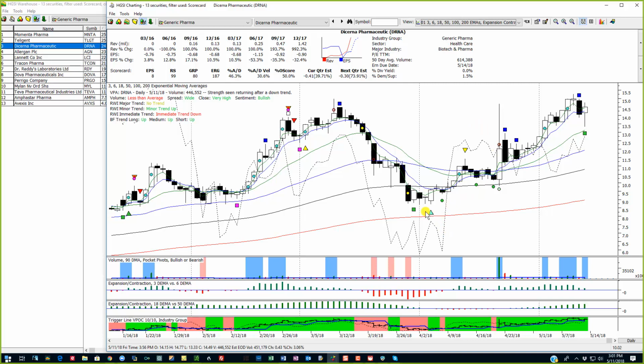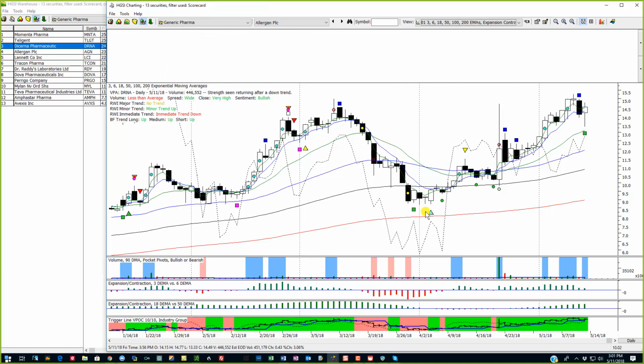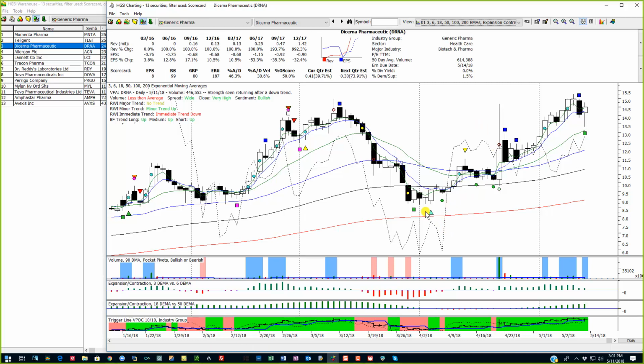That's why I and people that use HGSI, we place a lot of emphasis upon what the groups are doing. And notice that the group sold off here and started moving back up, but this stock kept on going. Let's do an analysis of this stock on VPA, since quite a few of you don't use VPA.